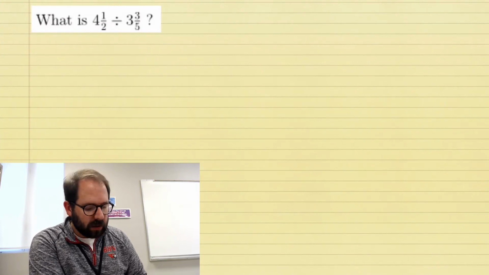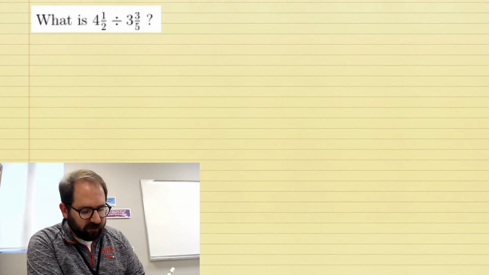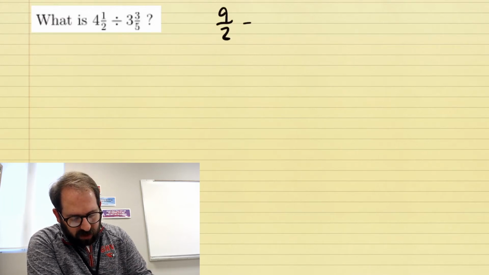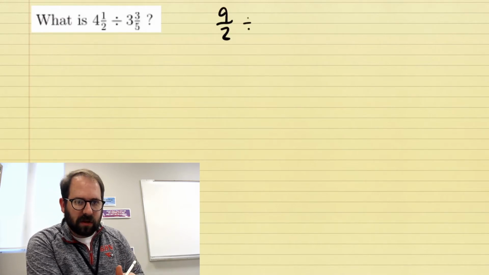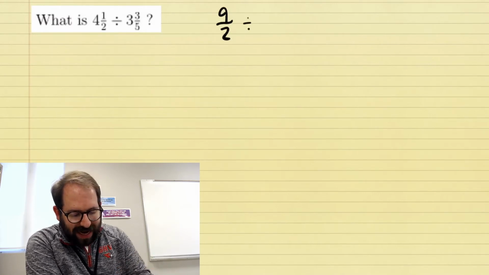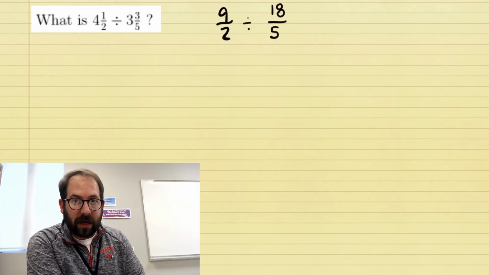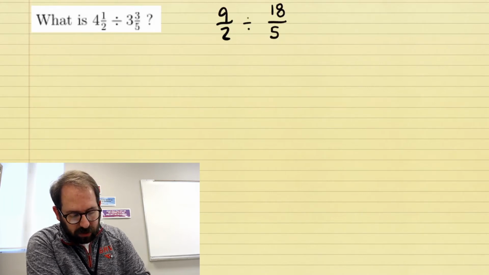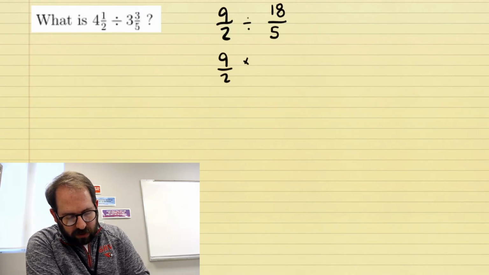We're dividing again, so we're going to change this to multiplication, but we have to change these to improper. So 4 times the 2 is 8, plus the 1 is 9/2, and we're dividing by 3 times the 5 is 15, plus the 3 is 18/5. So we're dividing these. Now, we don't actually divide fractions, so we're going to change this to multiplication and flip that second fraction over. So we're getting 5/18.